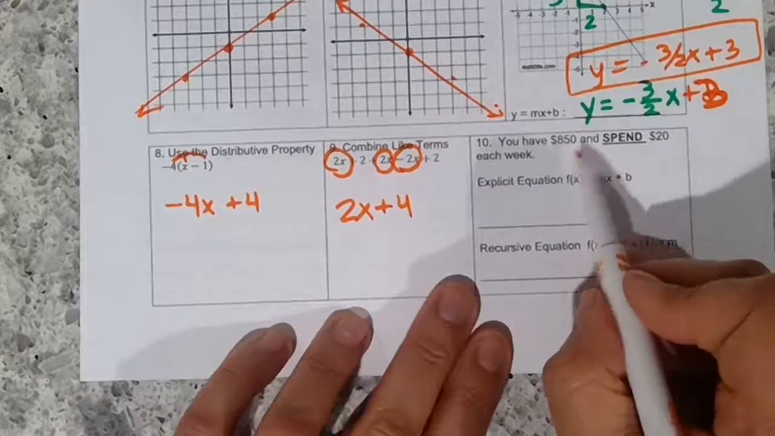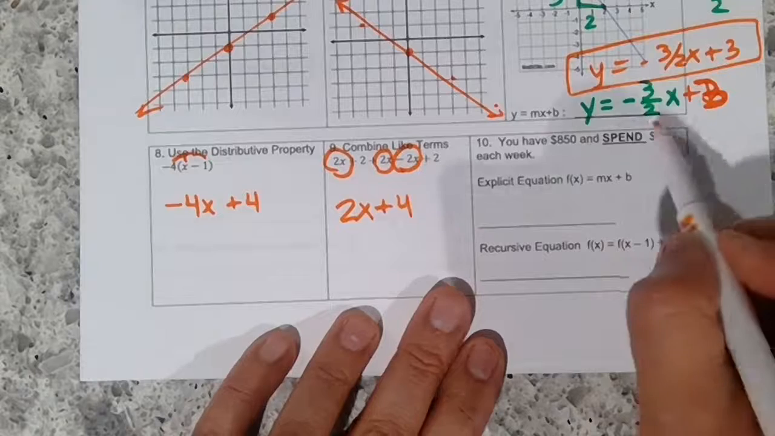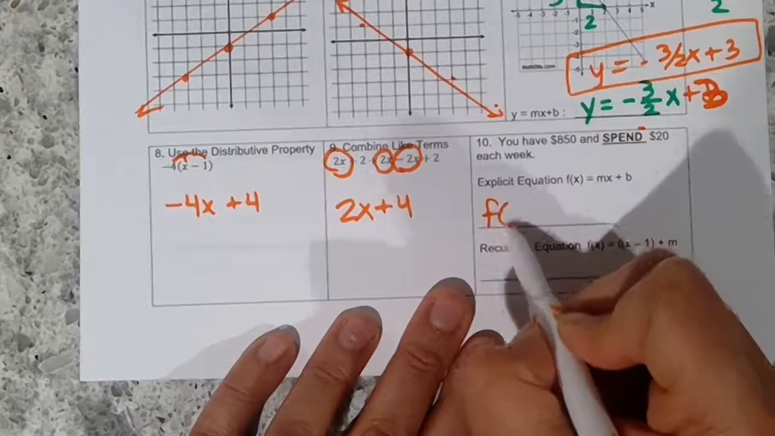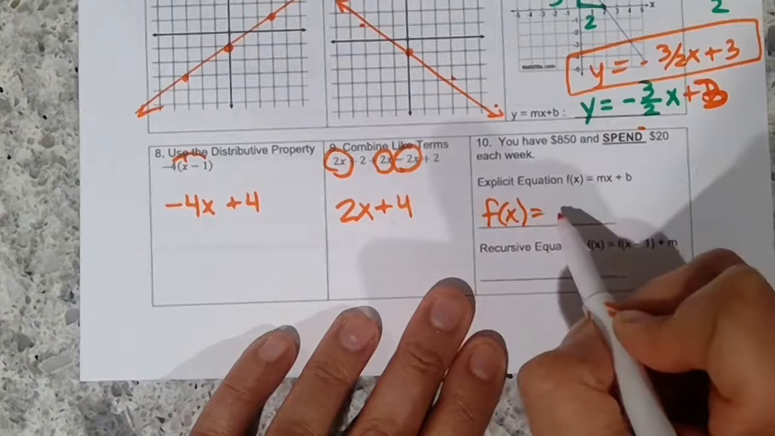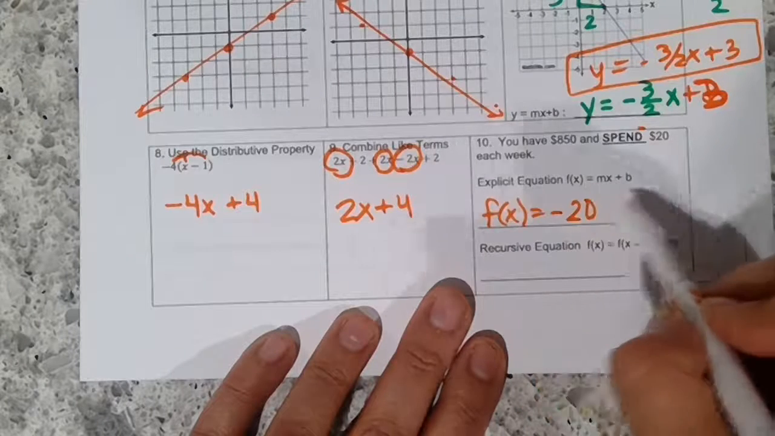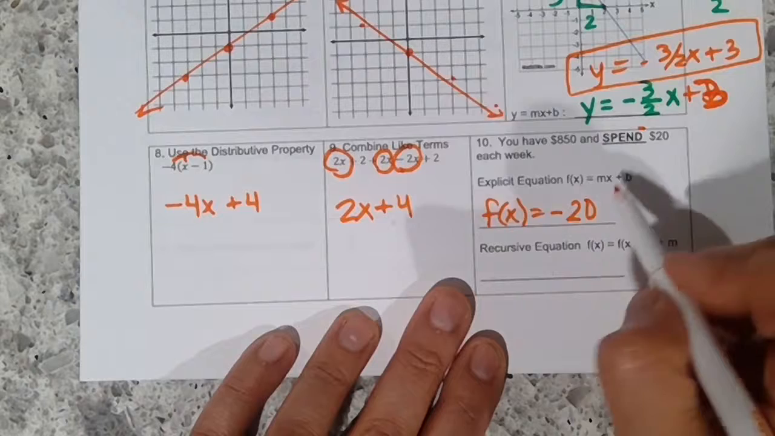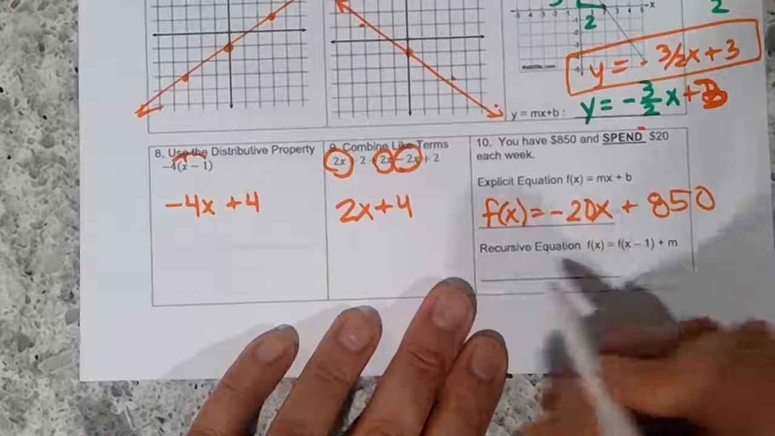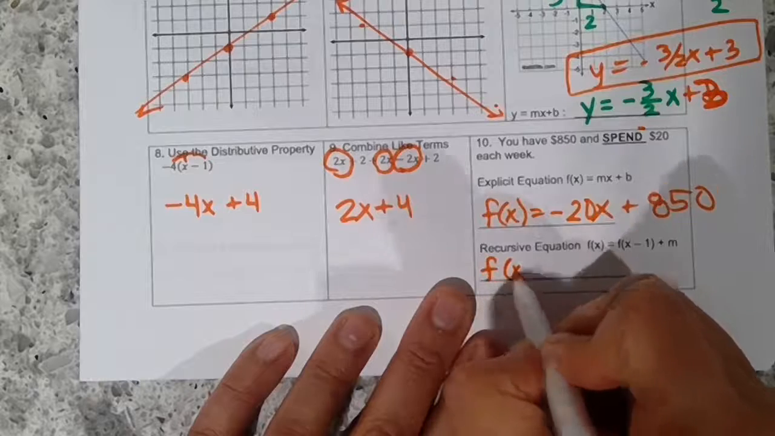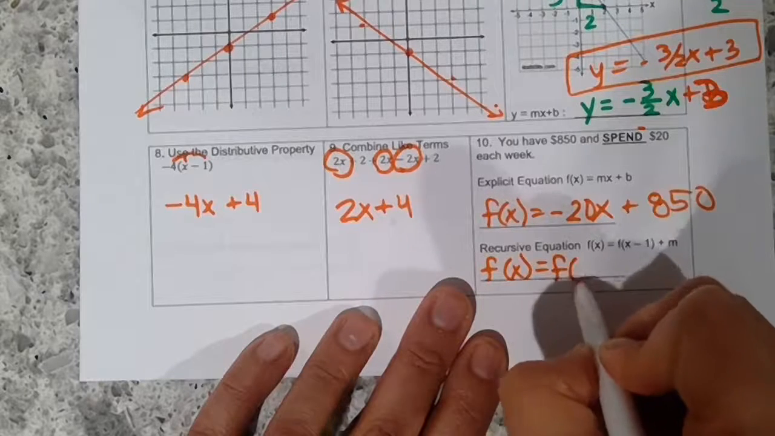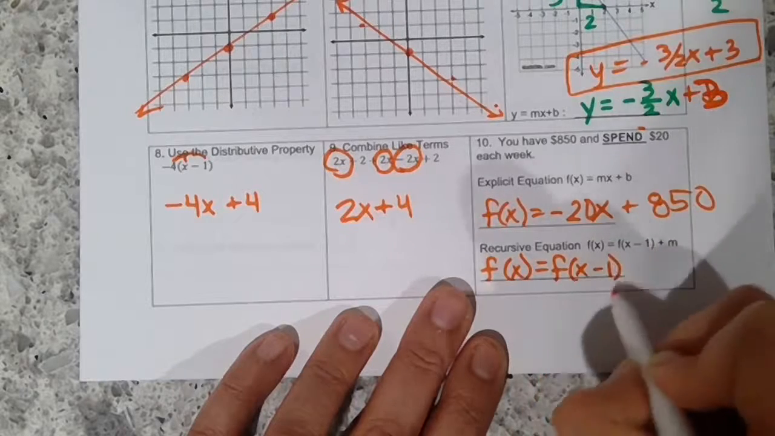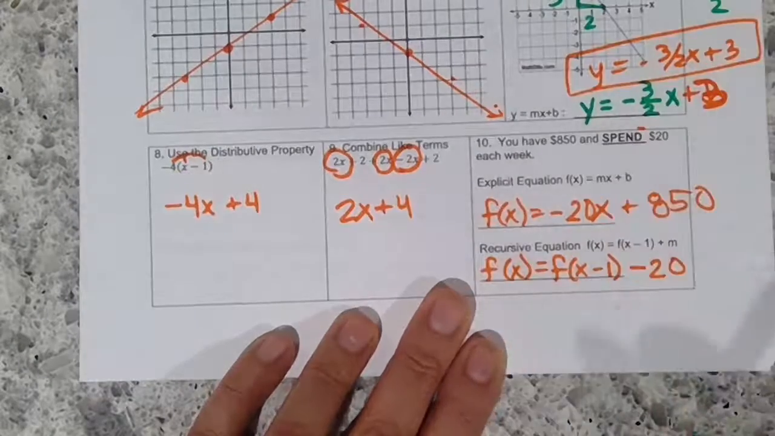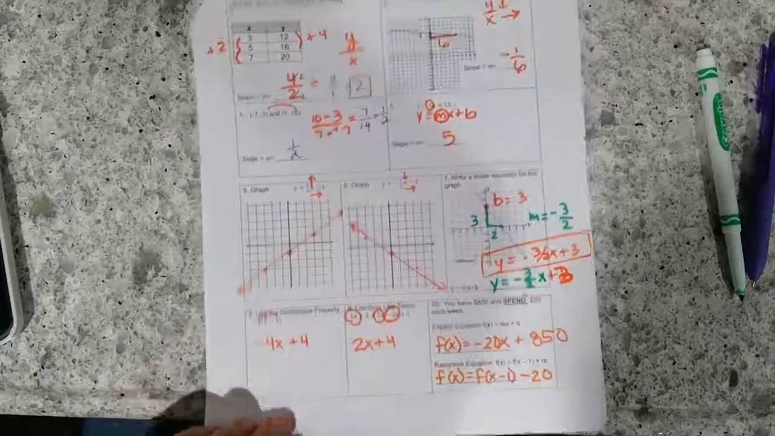You have $850 and spend. Spend means that you're losing money. So you have f of x equals, you're losing $20 each week, and you started at $850. So negative 20x plus 850. The recursive tells you how your pattern is growing. So f of x equals your previous term, f of x minus 1, and then you're losing 20. You could do plus negative 20 or just minus 20. Okay, so that's this one.